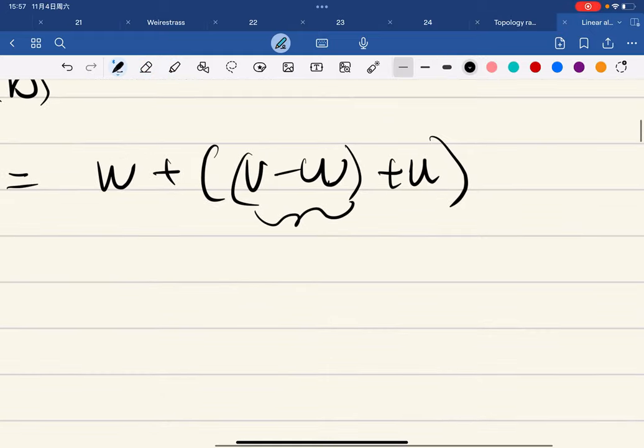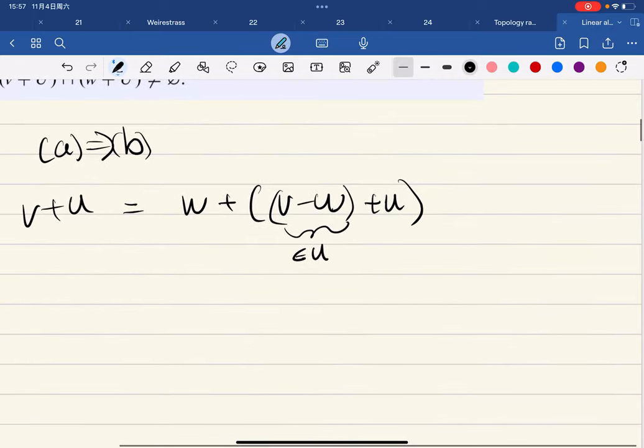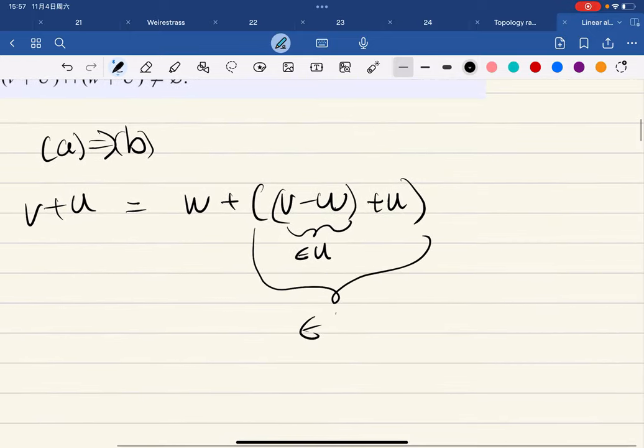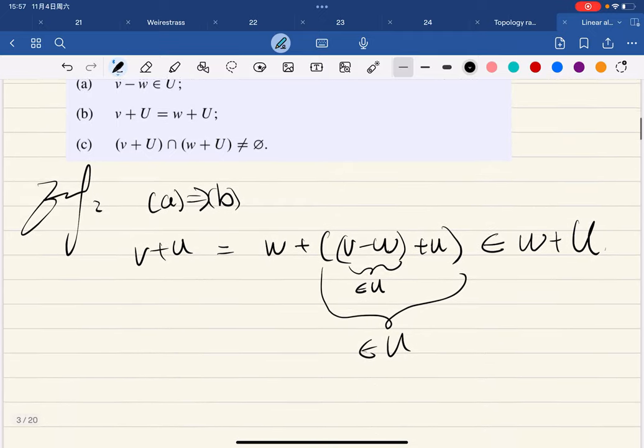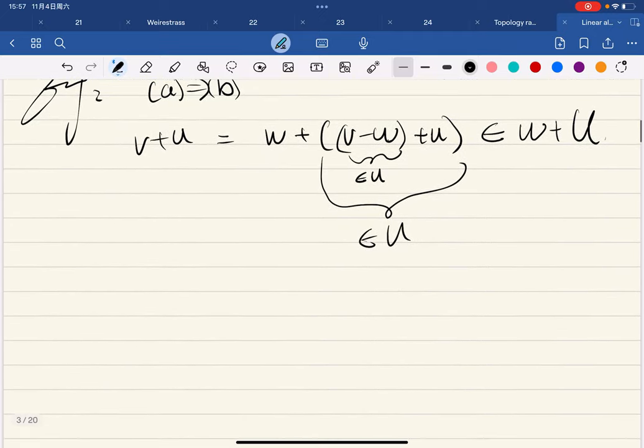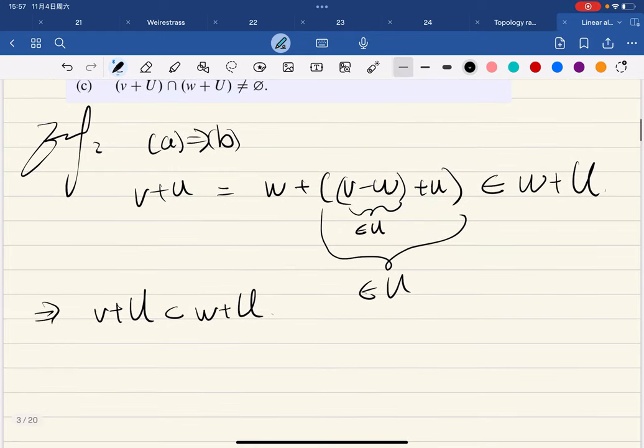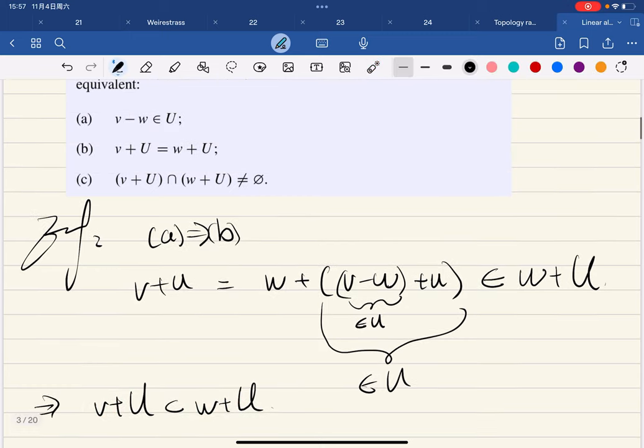This whole thing is in U. So this entire thing is in U. So this is in w + U. Okay? So this means that v + U is a subset of w + U. And if we interchange v and w, then we get the result and we're done.